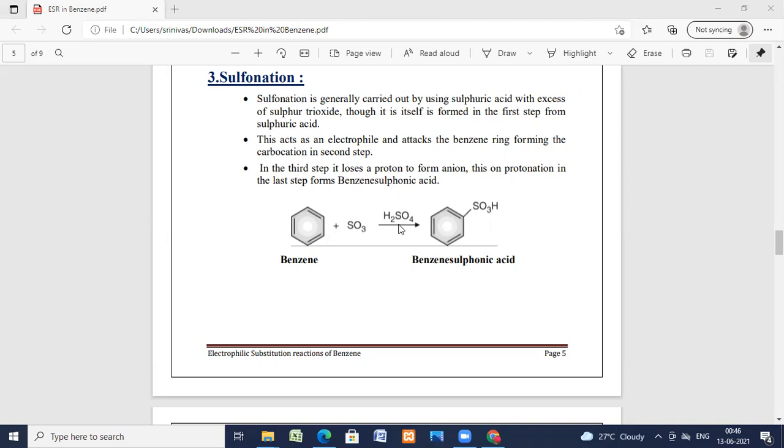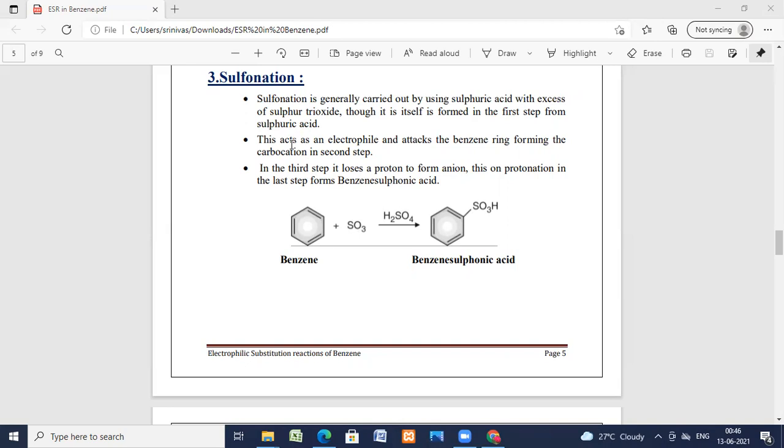Nucleophilic substitution reactions are observed in halogen compounds. Free radical substitutions are observed in alkanes, such as halogenation of methane, chlorination of methane, ethane. The halogenation of the alkanes can give the free radical substitution reactions. And the next one is the electrophilic substitutions.